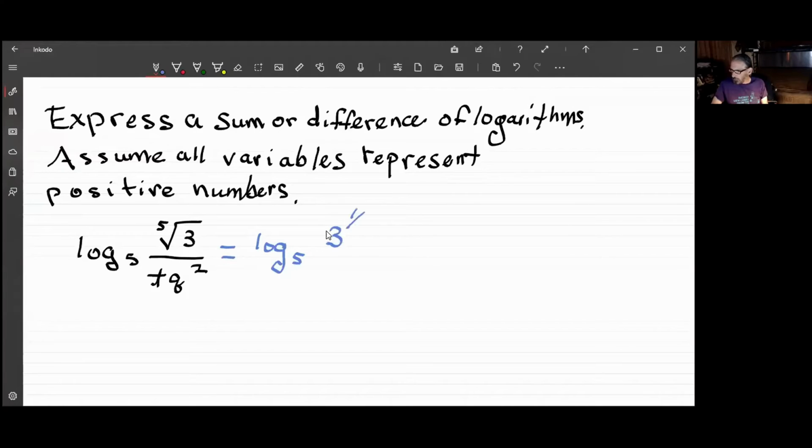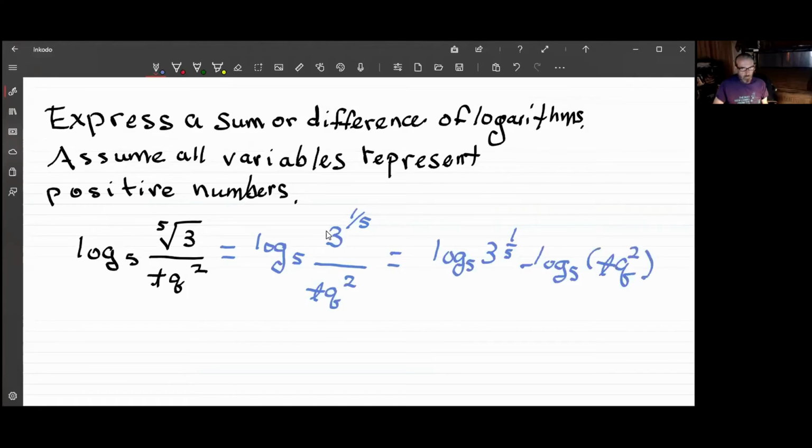I'm going to rewrite the fifth root of 5 as 5 to the 1/5, but I'm going to wind up making use of that towards the end. First, splitting up the division into a difference of logarithms in base 5. Then splitting up the multiplication as a sum of logs, but that whole thing is being subtracted. So I'm going to have parentheses around the sum of logs.